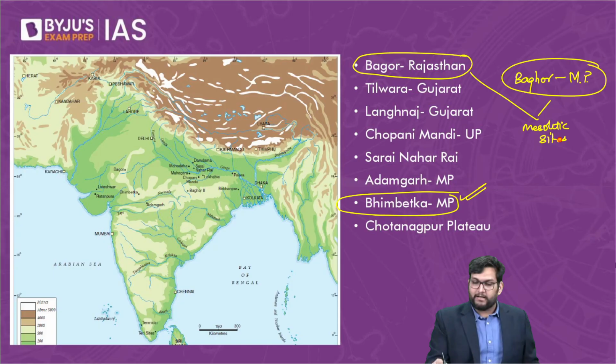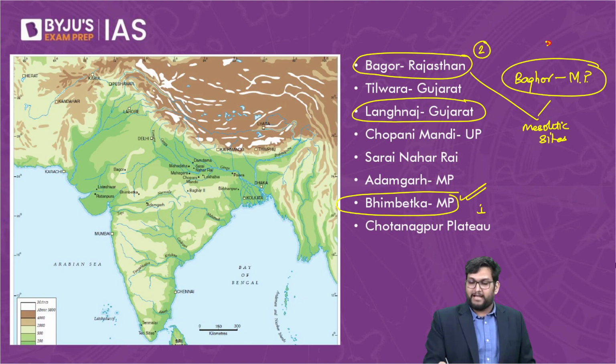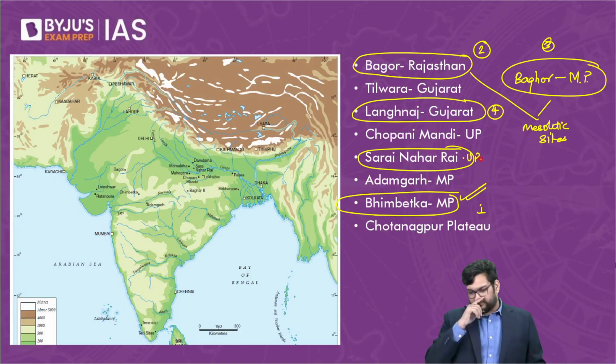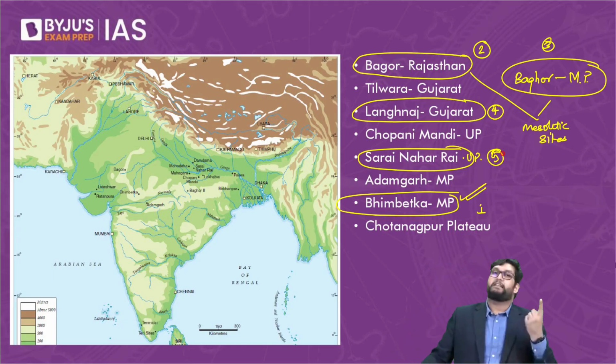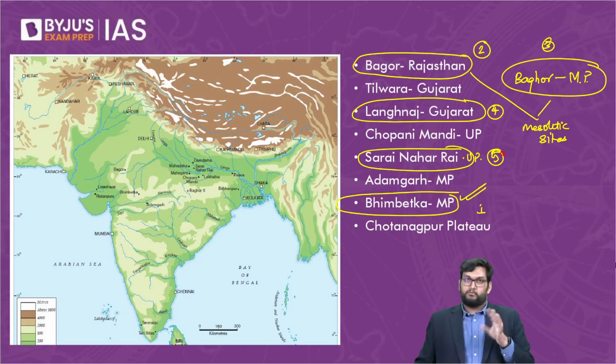Then you have to remember Langhnaj, and then Sarai Nahar Rai. Sarai Nahar Rai, again UP, sometimes written as Bihar also. Now, you will ask me, how do I learn it? And the answer to that question is one each day. Don't learn all of them. I am telling you what to learn.